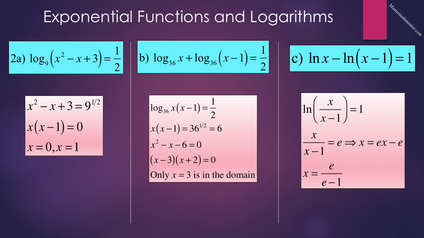We need to check our answer. This e over e minus 1 is a number greater than 1. And when we check, we find that when we take the natural log of x or the natural log of x minus 1, these values exist when x is equal to e over e minus 1.